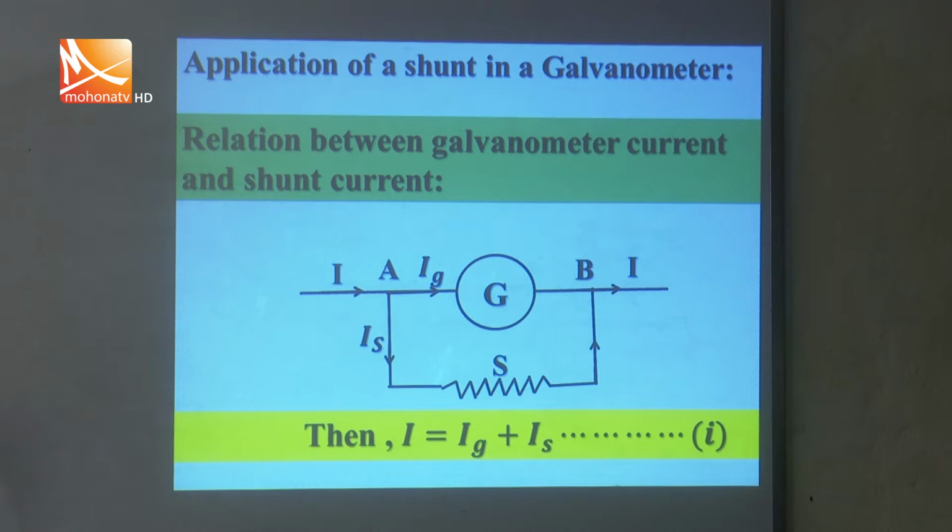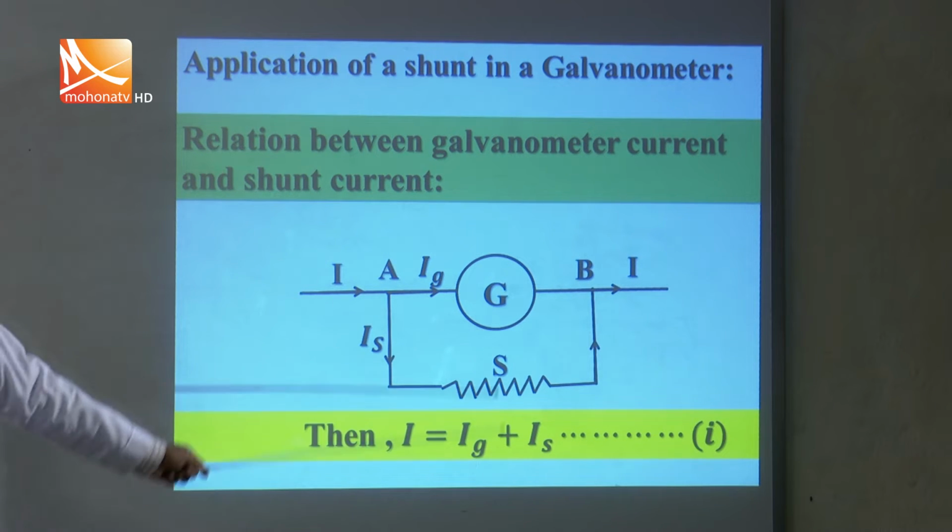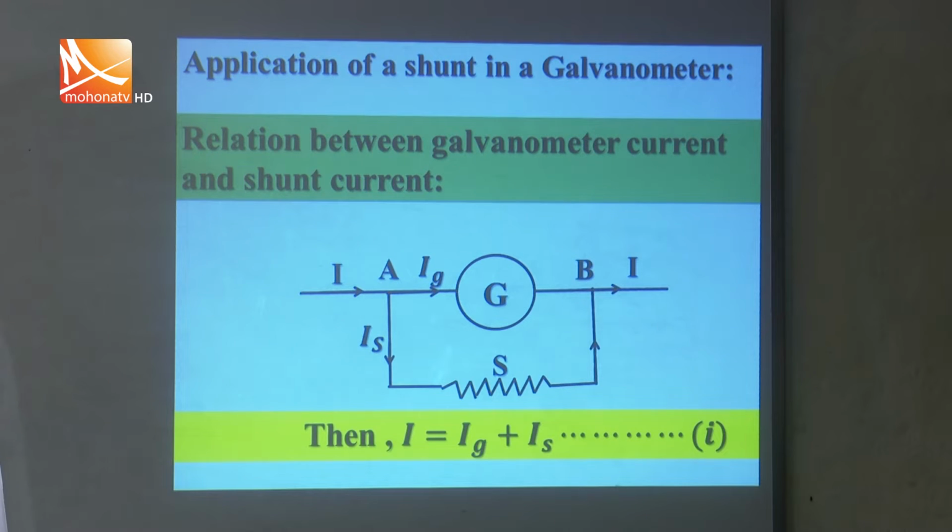Now I am going to establish the relation between the galvanometer current and the shunt current with the resistance of the galvanometer Z and the shunt.